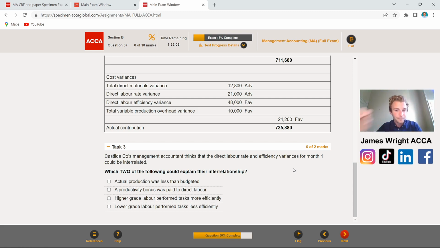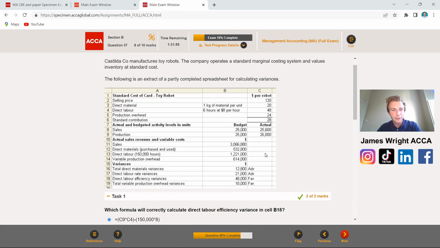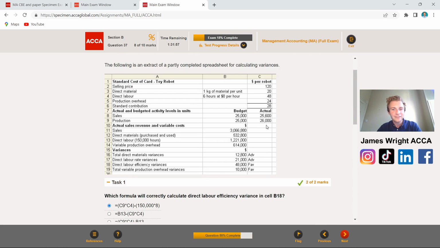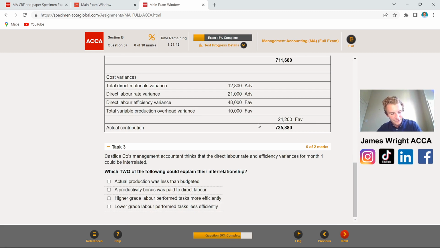And the first one on here we've been given is the actual production was less than budgeted. So straight away there, was the actual production 26,000 less than budgeted? Well, that is false because the budgeted was 25,000, the actual was 26, so that is incorrect on there. A productivity bonus was paid to direct labour.